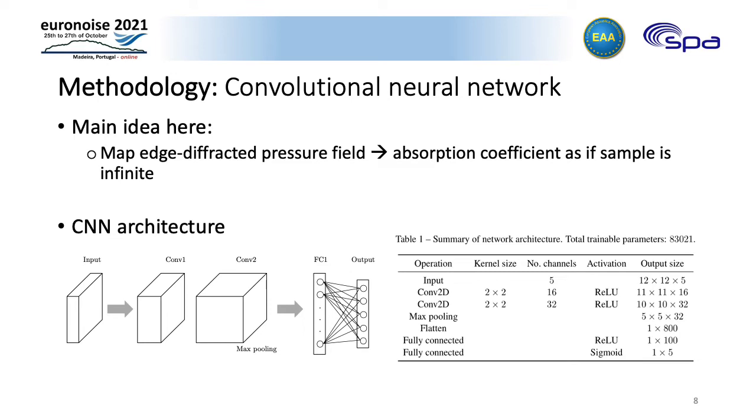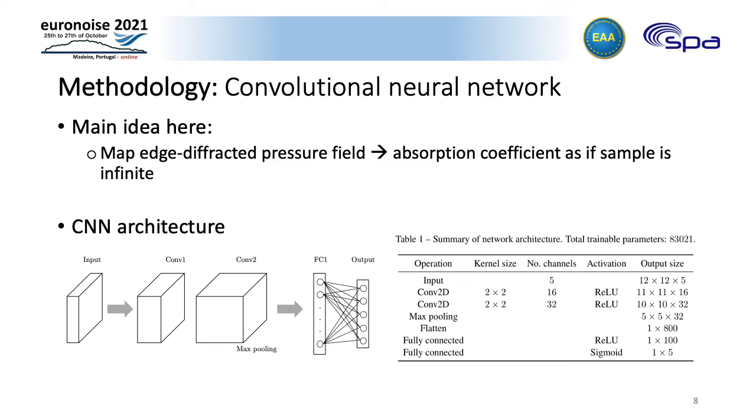The proposed methodology consists of a convolutional neural network. The main idea is to map edge-diffracted pressure fields to absorption coefficient spectra as if the sample is infinite. In other words, to mitigate the finite size effect.